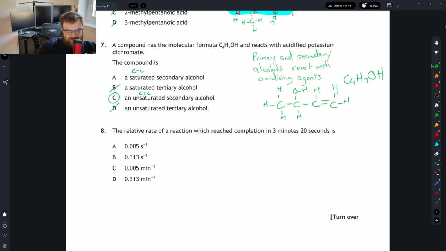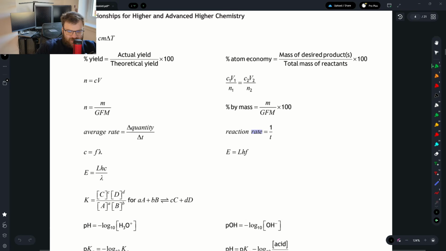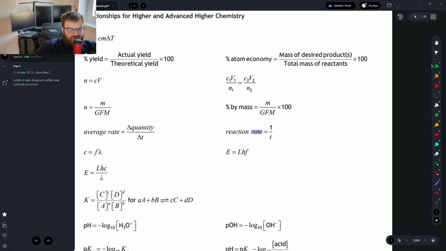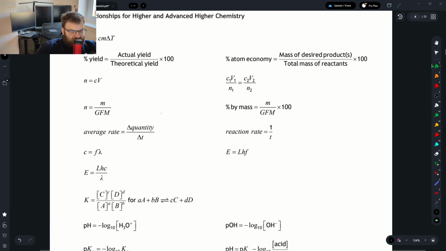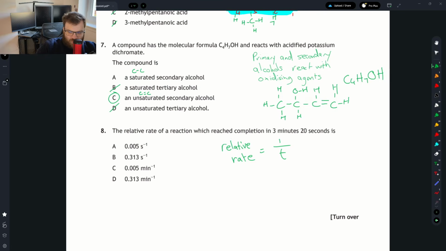We're looking at relative rate in this question. That is one of the 2 rate relationships that you may be asked to use. The relative rate or reaction rate equals 1 over the time. Most typically, we will do time in seconds.